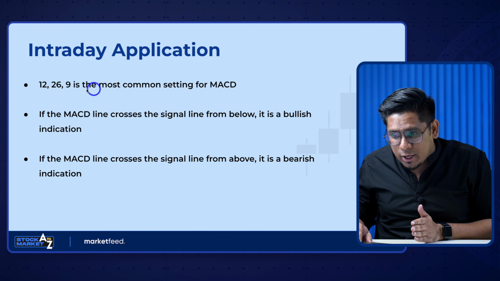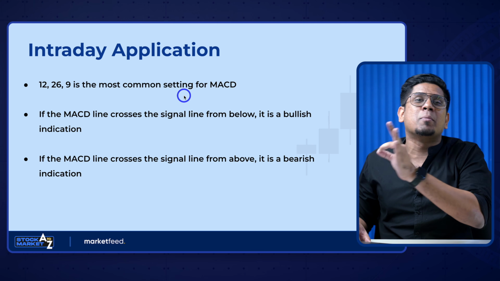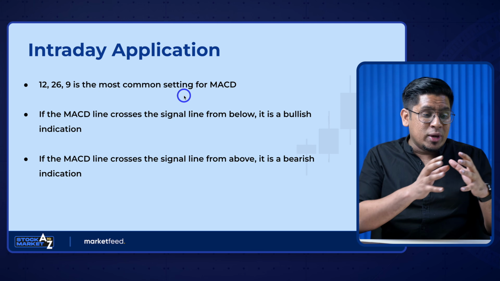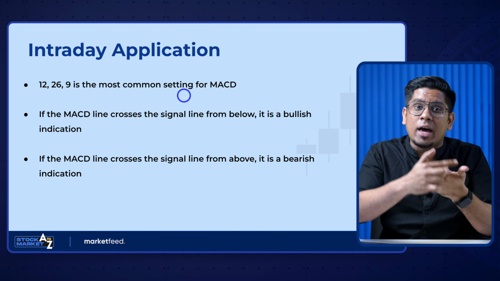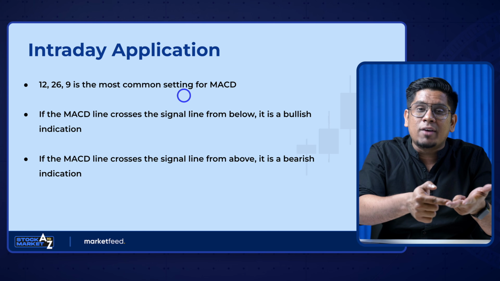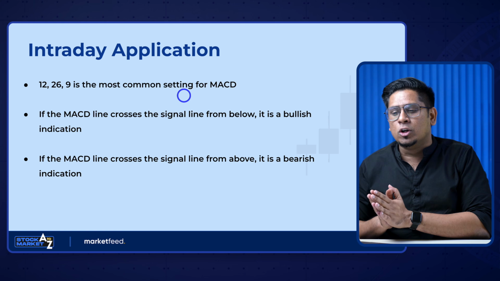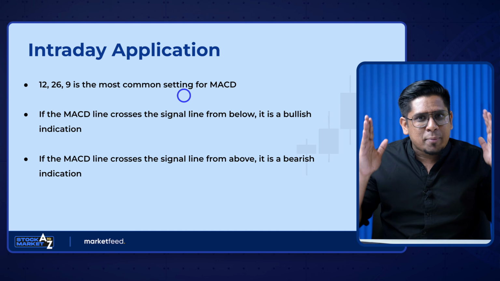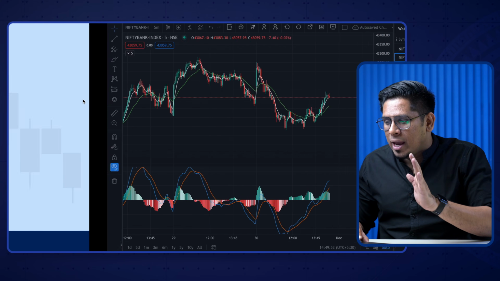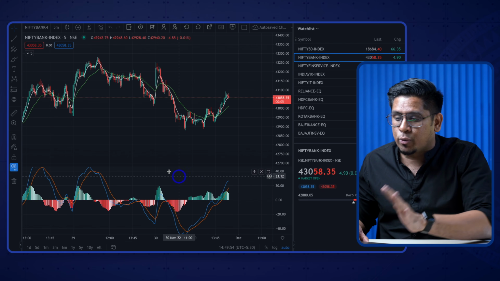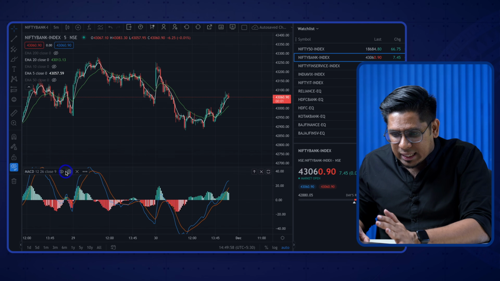The first thing you can see here is that 12-26-9 is the most common setting for MACD. Just like we had time periods for moving averages, where we spoke about 5 moving average, 10 moving average, 200 moving average, there are certain settings which have to be set for MACD also, and the most common setting which is appreciated by traders is 12-26-9. So let us make sure our MACD is set to 12-26-9.